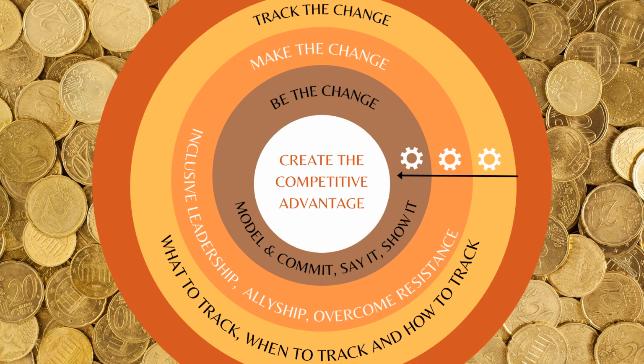The next circle depicts the actions each individual can take to commit to this change, through what they say and how they behave. The arrow depicts that all of the things identified in each circle can be tracked and measured, and by actioning all of these things, your organization can create a competitive advantage. In summary, by being the change, making the change, and tracking the change, an organization has the necessary ingredients to rise above the competition and make a meaningful positive impact to society and their bottom line.